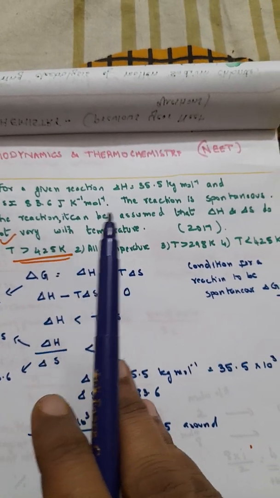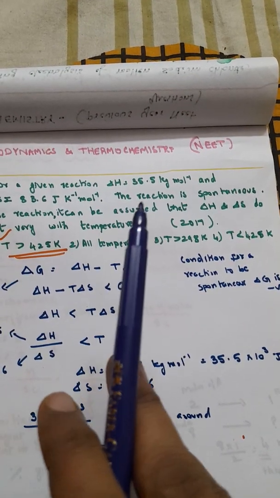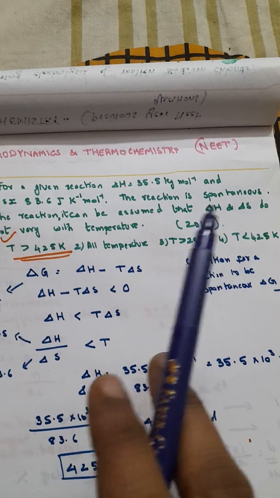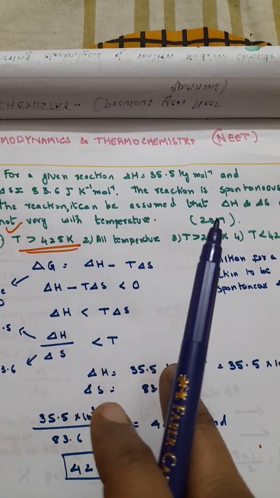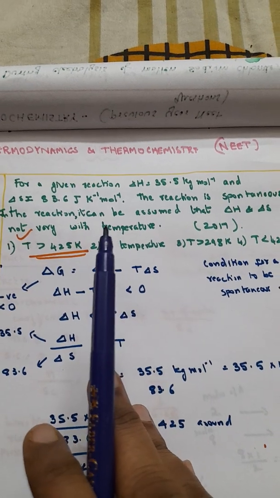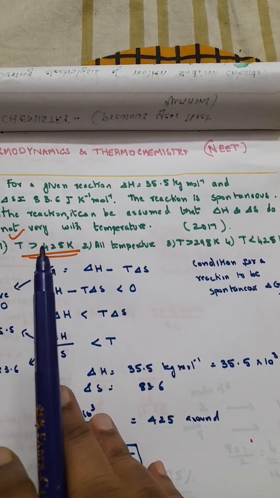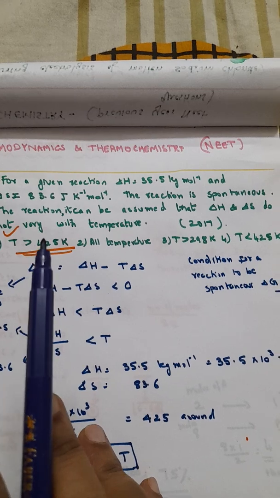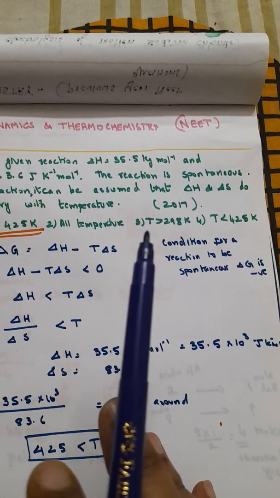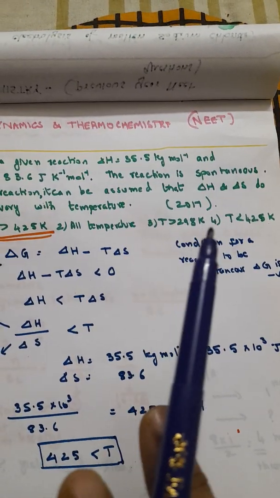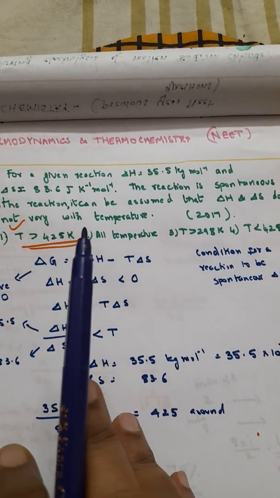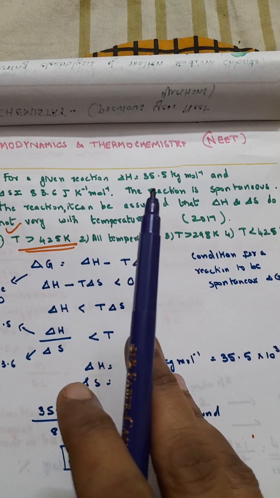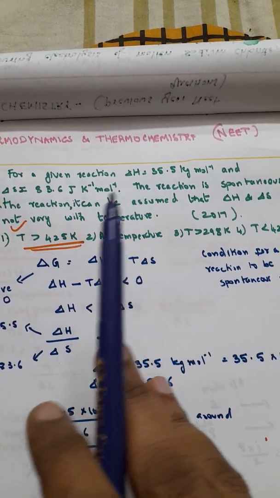So the reaction can be assumed that delta S and delta H do not vary with temperature. This question had come in the 2017 NEET examination, and what are the choices here? T greater than 425 Kelvin, all temperatures, T greater than 298 Kelvin, and T less than 425 Kelvin. So here for the given reaction, delta H and delta S values are given.